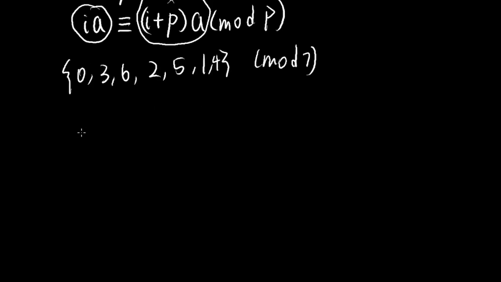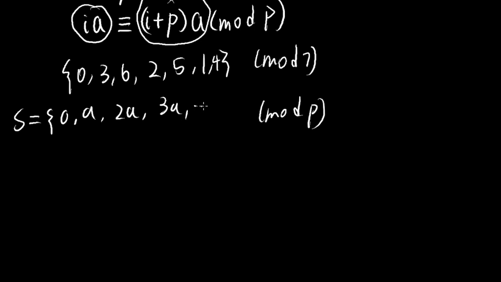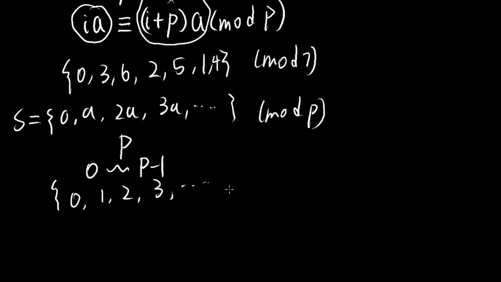We can prove that for a prime p, when S is equal to 0, a, 2a, 3a, the multiples of a, while a and p are co-prime, when this set is divided by p, the remainders of the first p elements should be unique. It should be exactly a permutation of 0 to p minus 1. The set should be 0, 1, 2, 3, all the way to p minus 1.